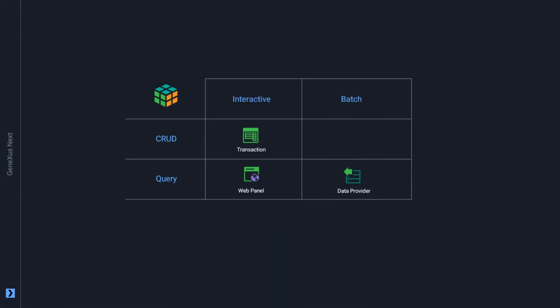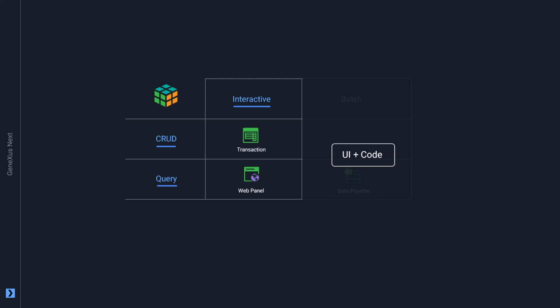Let's review the Genesis objects we've studied so far. Both the transaction object and the web panel object provide a runtime screen that allows the user to interact. Both perform CRUD operations, create, read, update, delete, on the database in the case of the transaction, and querying data, applying filters, and performing actions in the case of the web panel. In both cases, then, the user interface is modeled, and the code that governs behavior is specified in the same object.